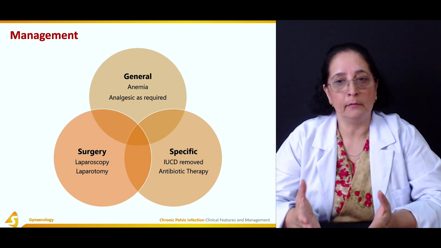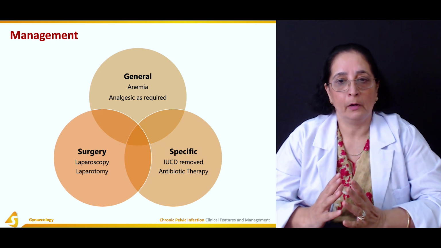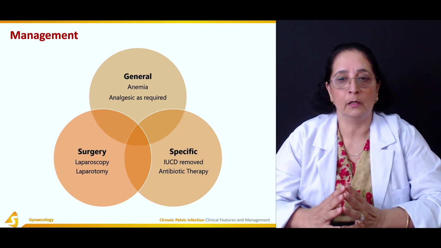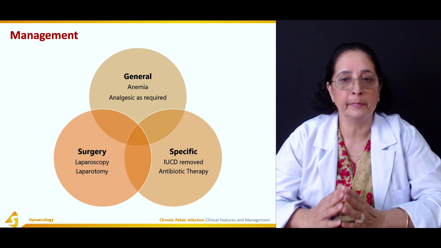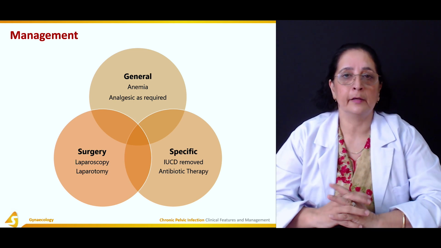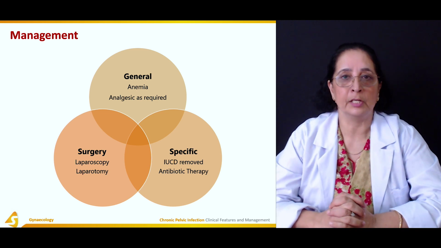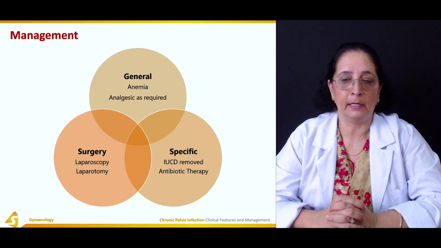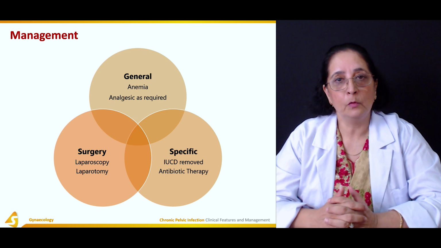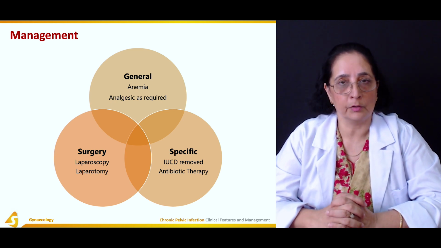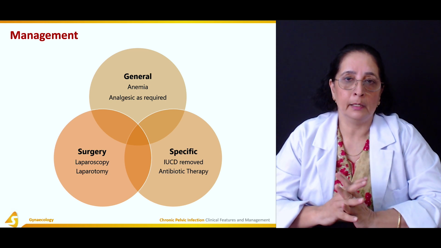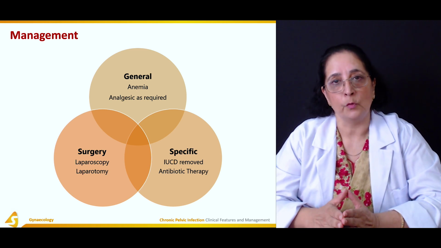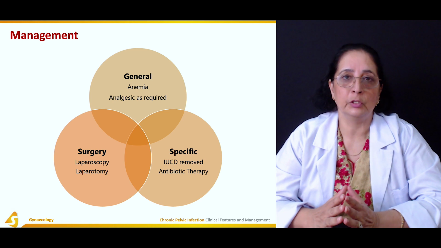So anemia is a low level of hemoglobin or red blood cells. So it should be treated by giving iron, or sometimes blood transfusions may be required. Analgesics are required if the patient complains of pain or tenderness. The specific treatment of chronic pelvic infection consists of removal of any intrauterine contraceptive device. If the chronic pelvic infection is due to IUDs, those should be removed, and then antibiotic treatment should be started.